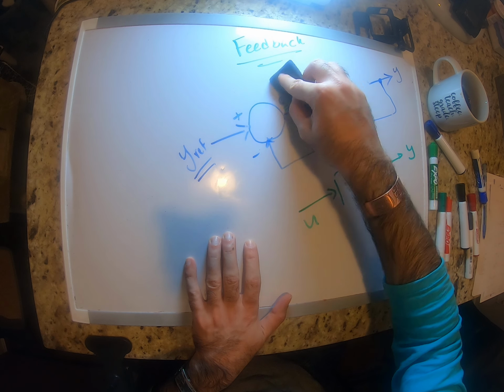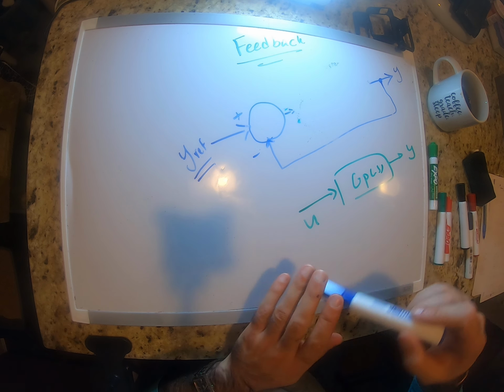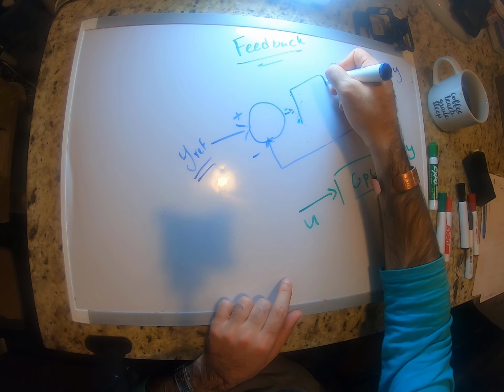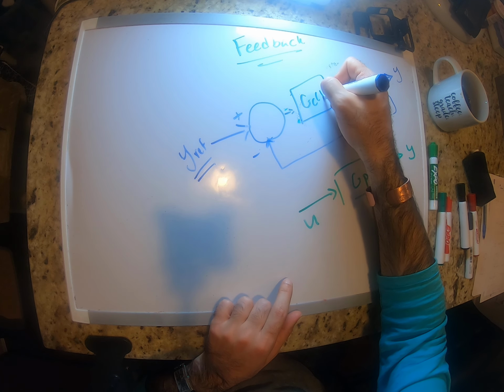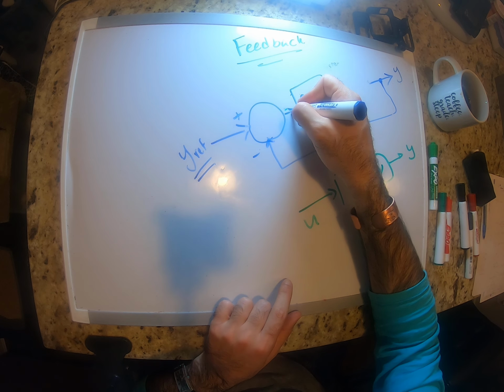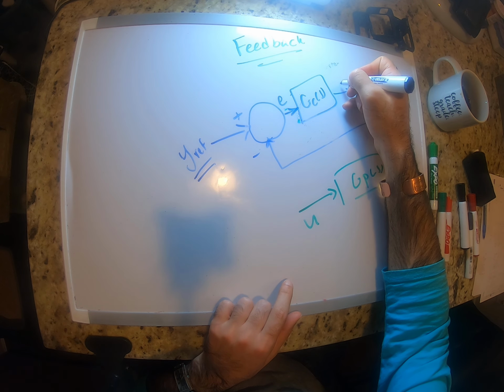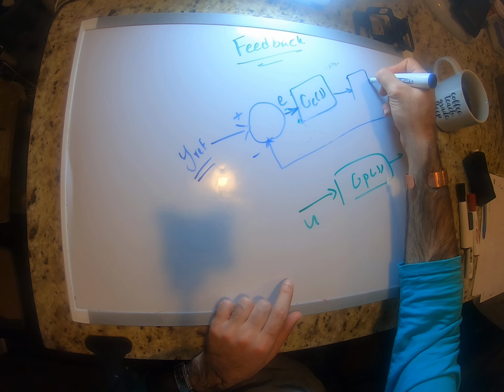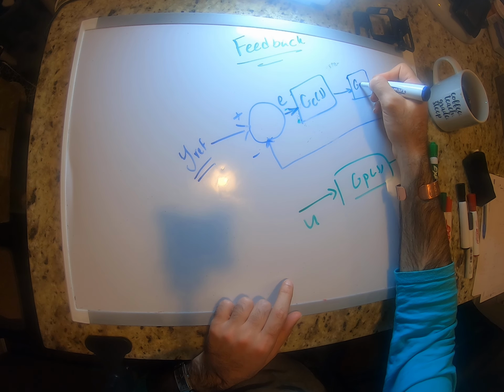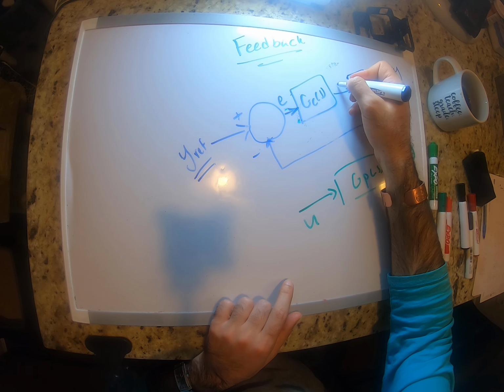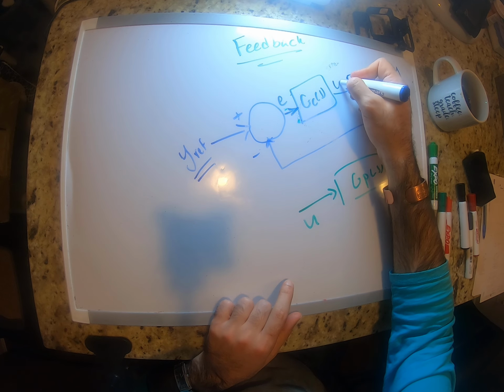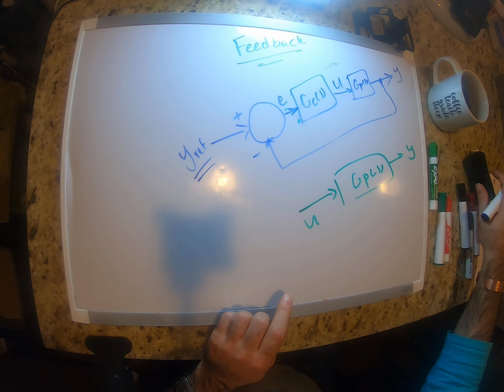So that's why we have two systems. One system is basically the controller, whose job is to take the error and provide modified input to our plant. Okay.